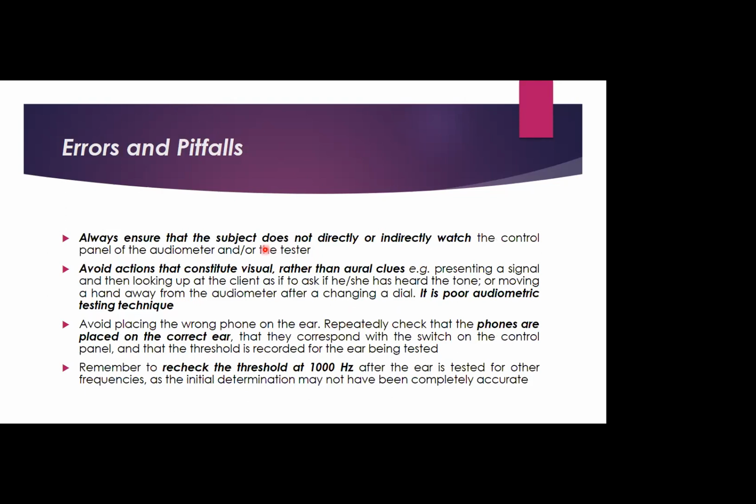We should always make sure that we do not give any visual clues directly or indirectly while operating the audiometer. For example, if we press the interrupter tone and then look at the person, the person expects that we are expecting a response from him or her, and inadvertently, whether the sound is heard or not, presses the button. So this we need to always be careful about. We should place the right earphone, the red right earphone on the right ear, the blue left earphone on the left ear, and place the BC vibrator on the respective mastoid processes. Recheck at 1000 hertz is always a helpful practice.